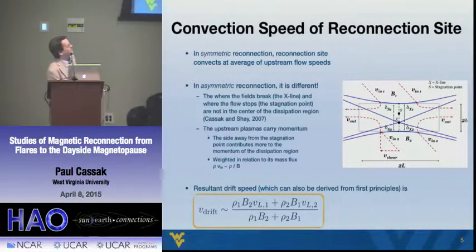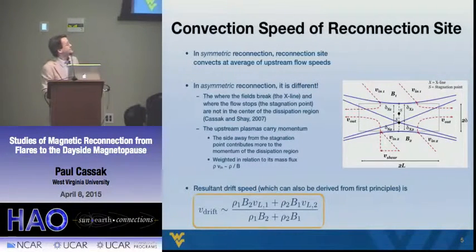In this diagram, anything with a 1 subscript is above, and anything with a 2 subscript is below. Here we're allowing for a flow parallel to the magnetic field above and below. What's interesting about this is that Mike Shay and I, a number of years ago, showed that when you have asymmetric reconnection, the X line, the place where the field lines break, shifts to one side or the other of the dissipation region. And you also have the stagnation point, which is where the flow from one side meets the flow from the other side. In asymmetric reconnection, those two points don't have to be the same place, whereas in symmetric reconnection, they're at the same place.